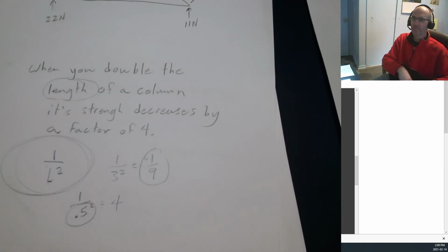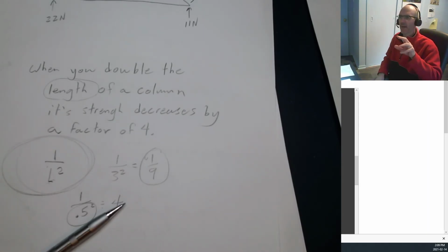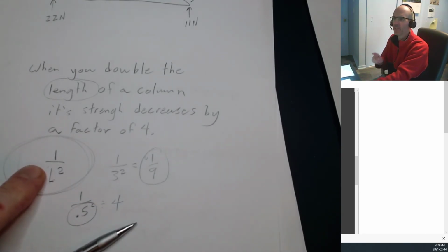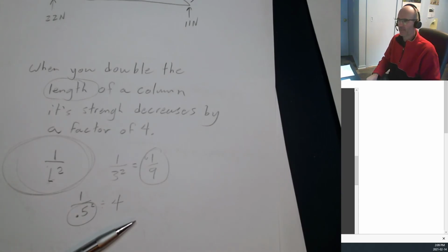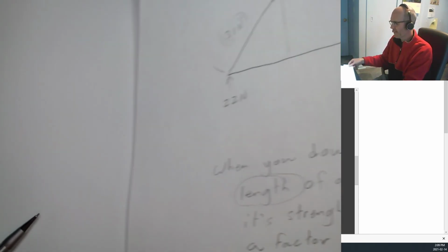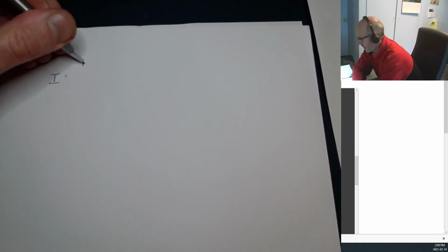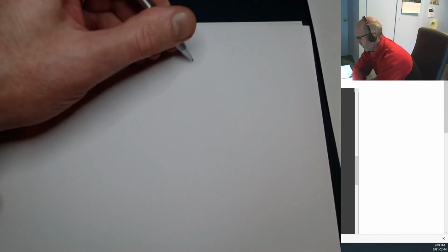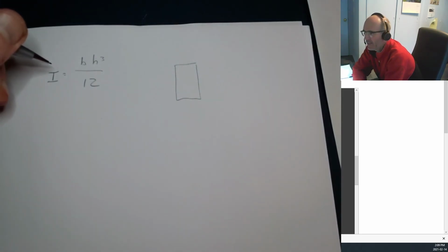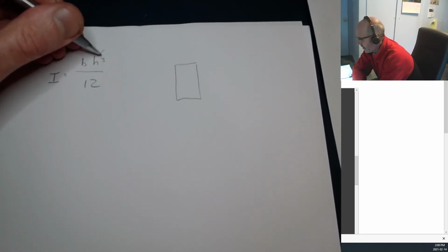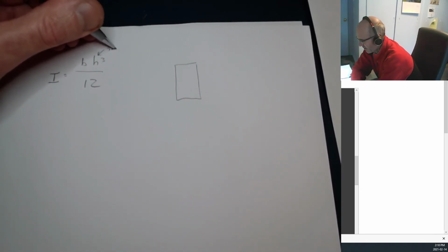All the other big formulas, you can let those go off to the side. Columns get weaker really fast as they get longer, because the strength goes down with the square of the length going up. Okay, so that's one thing that we need to know about columns. The next thing that you need to know about columns is that to resist that buckling, you've got a formula for the moment of inertia. Now, for a rectangle, that formula is B H cubed over 12, where H in column buckling is the smallest dimension.